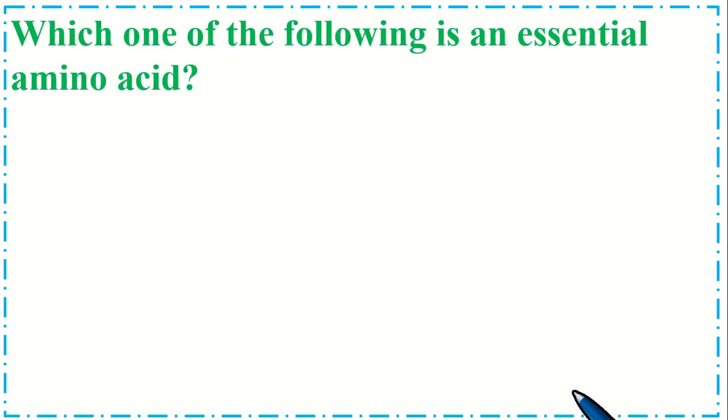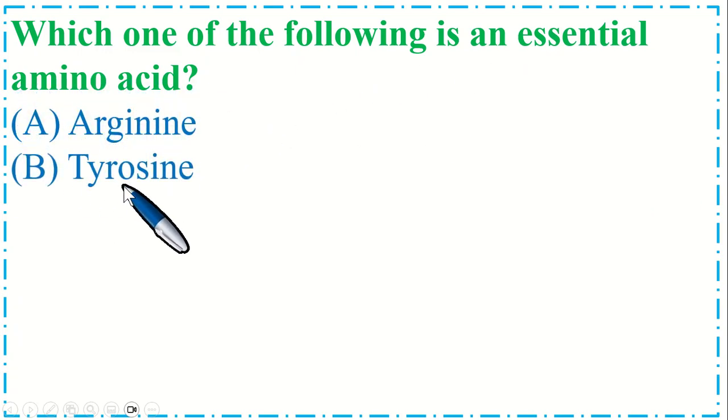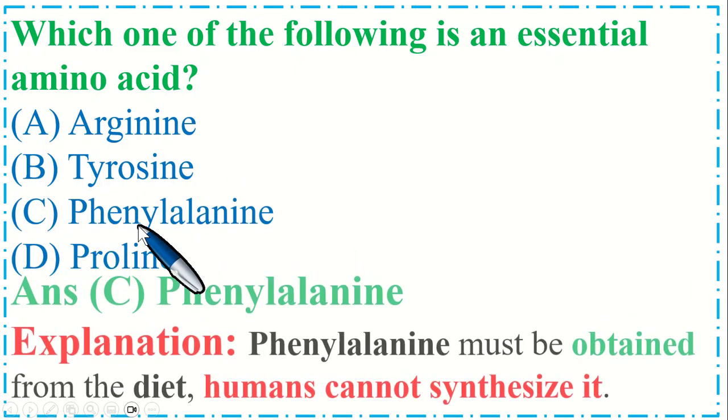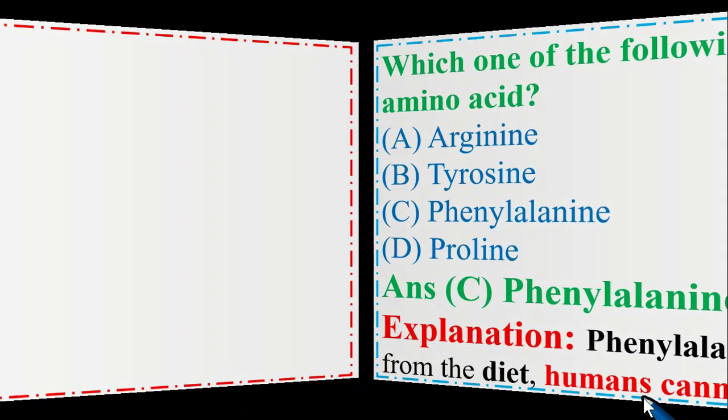So this is a very important MCQ. Which one of the following is an essential amino acid? Option A arginine, B tyrosine, C phenylalanine, and option D proline. So the correct option is C phenylalanine. Phenylalanine must be obtained from the diet. Humans cannot synthesize it.